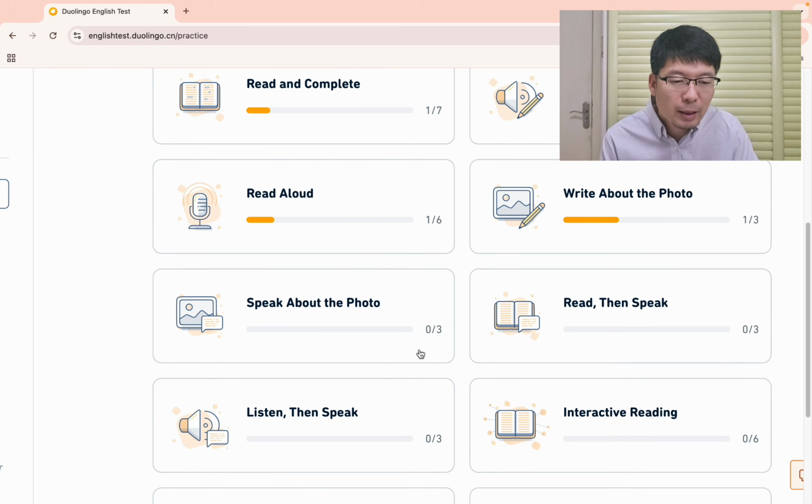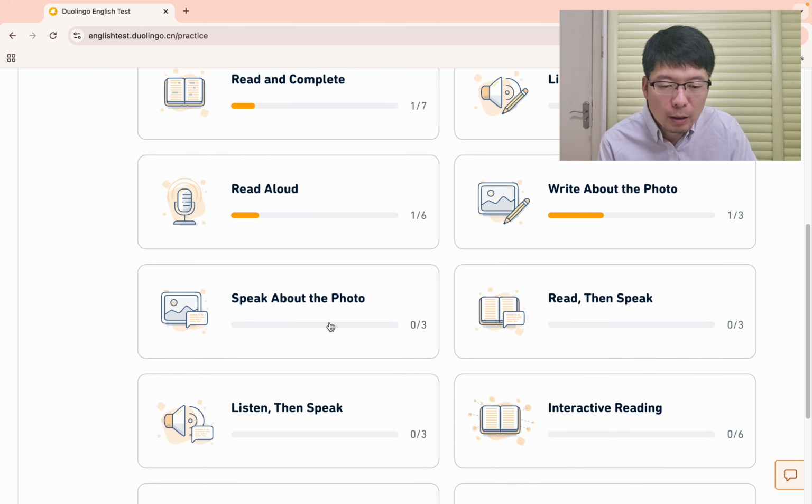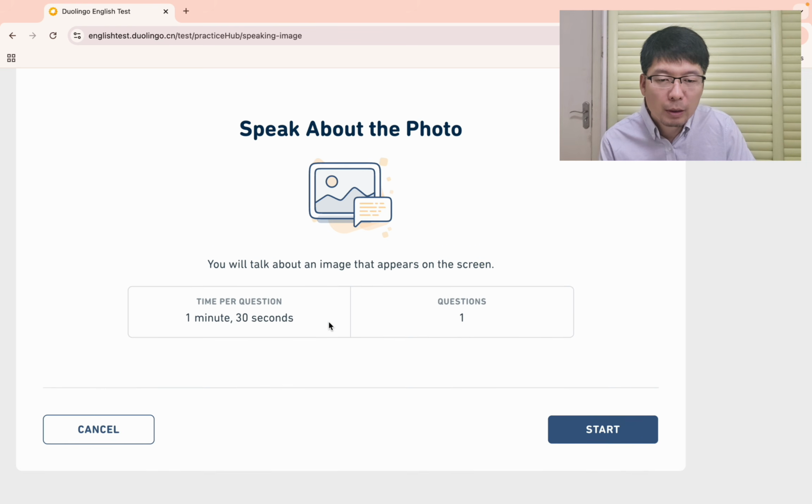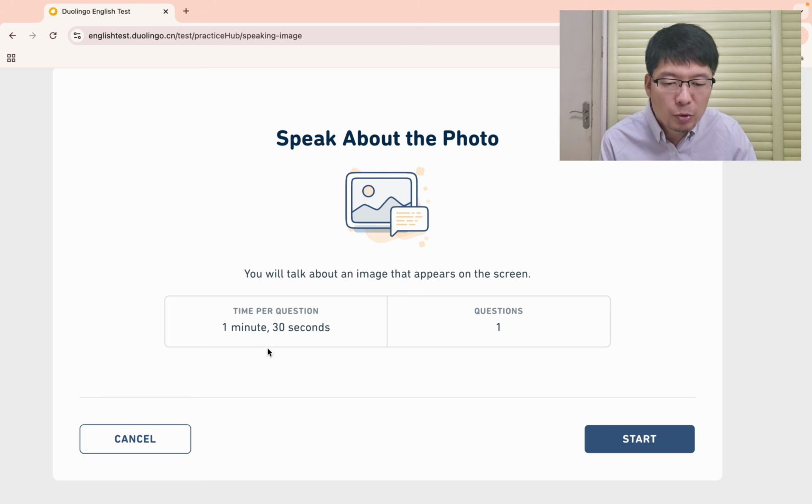Okay, the next question is speak about the photo. In this section, you will talk about an image that appears on the screen, and you will be given 1 minute and 30 seconds to talk about the photo. And in the real test, you will have 20 seconds to prepare your answer.